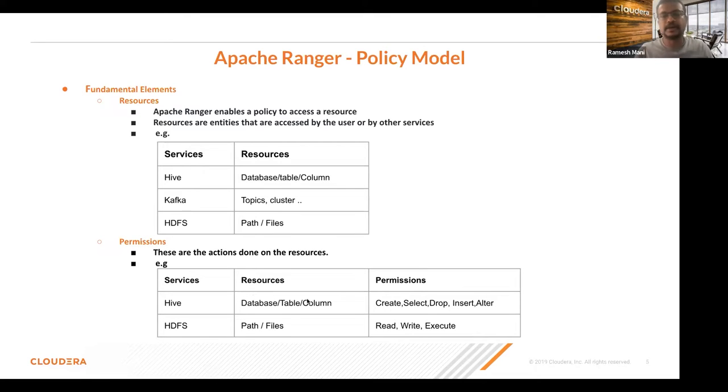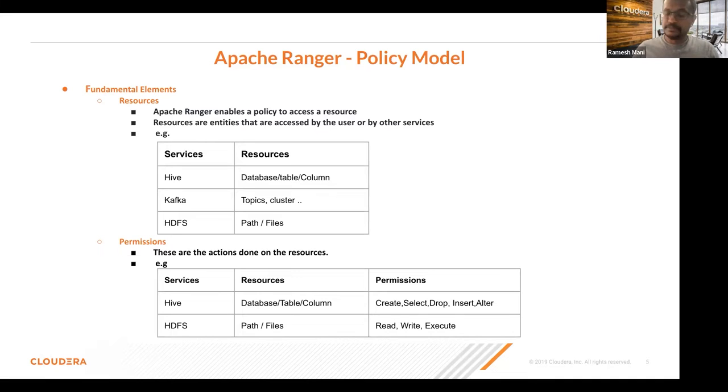Like in the Hive case, database, tables and columns: users go create a table, a database, and the various columns in there, and they select, drop, insert, alter, and do various operations. In the HDFS case, read, write, execute. And in the Kafka case, they will publish into Kafka and subscribe to Kafka. Now, what this policy model defines is the rule: for these services, these are the resources and these are the rules, and the users who can create, who can select, who can drop, those kinds of permissions. So these individual objects are integrated into this policy model.